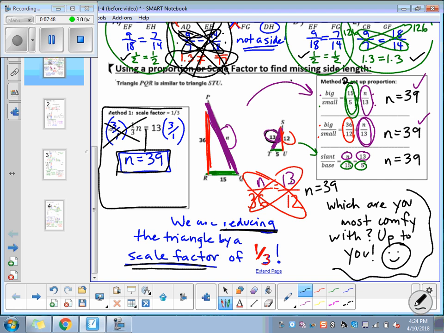So you can decide which of those proportions you're most comfortable with. You might see, once again, 15 matches up with 5, and therefore n matches up with the 13. That would be this first method. And again, you can see this, or one of these. It's up to you. As long as you get that n is 39, your way of thinking definitely is okay.